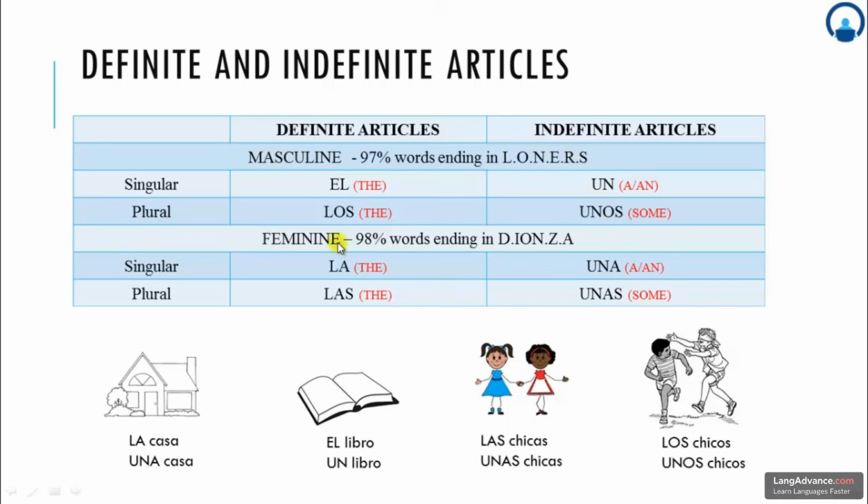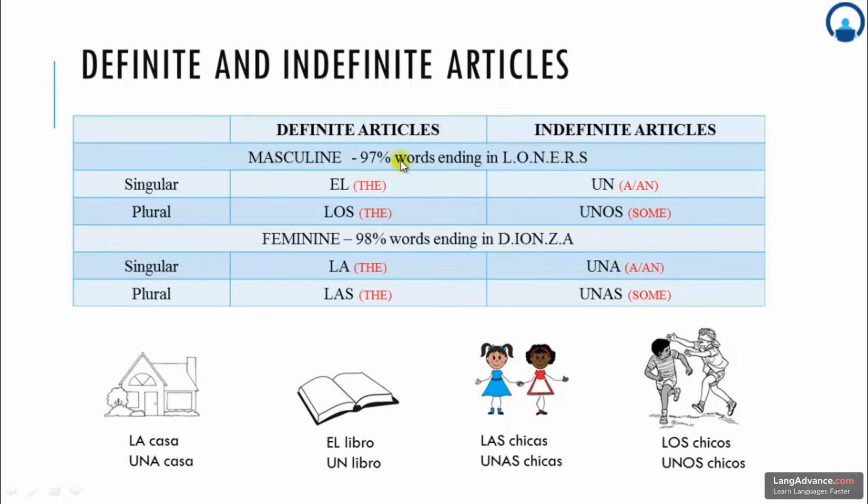And for feminine, 98% of the words ending in D or ION, or Z, or A. If any word is ending in one of these letters, then that word is feminine for 98% of the cases. Have a look at this very carefully. This is ION together and not separate. So a word ending in ION together will be feminine.